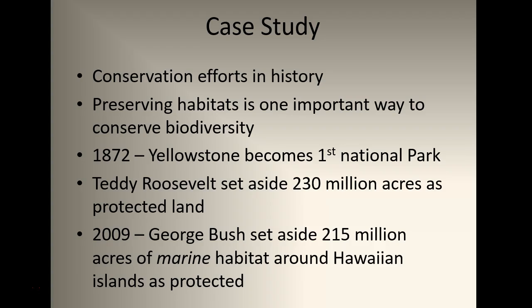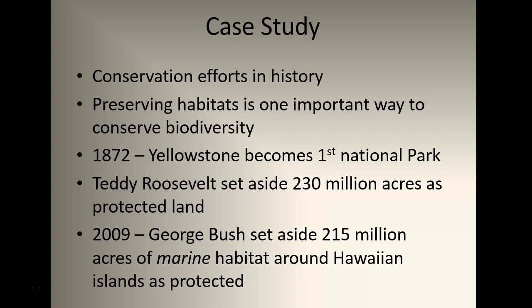So a couple of the big highlights that were brought up here was in the 1870s, Yellowstone becoming the first national park in the United States, which was a protected land. In Chapter 10 in land management, we'll talk about all the differences between national parks and wildlife refuges and protected areas when we cover that chapter. Teddy Roosevelt, during his presidency, set aside more land than any other president as protected land, 230 million acres.